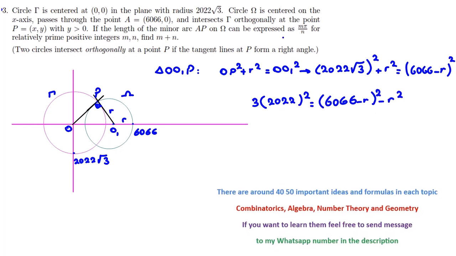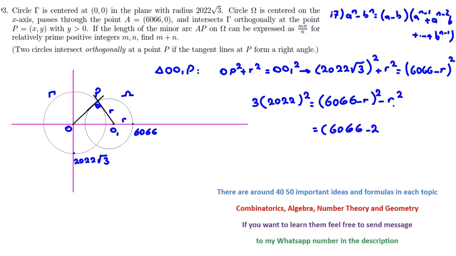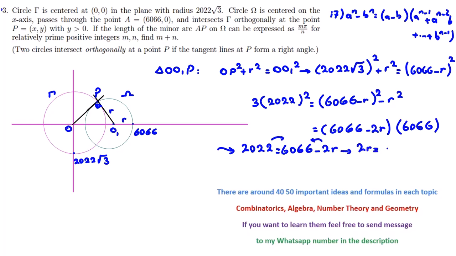Now we can use the identity a squared minus b squared, which is (a minus b)(a plus b). So here it is (6066 minus R minus R)(6066 minus R plus R), which is (6066 minus 2R) times 6066. Now if we divide both sides by 6066, it will be 2022 on the left side, equal to 6066 minus 2R. Then 2R equals 4044. So R equals 2022, okay?